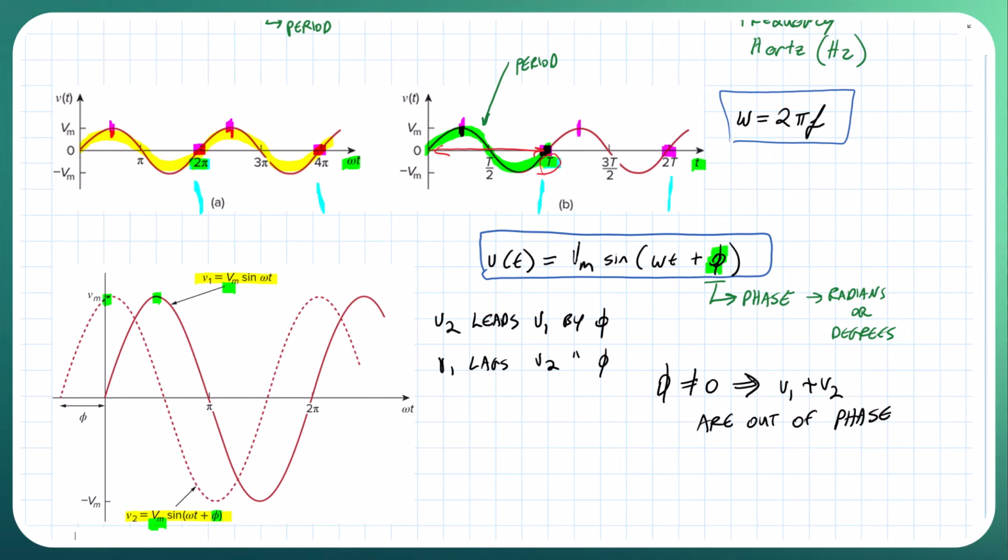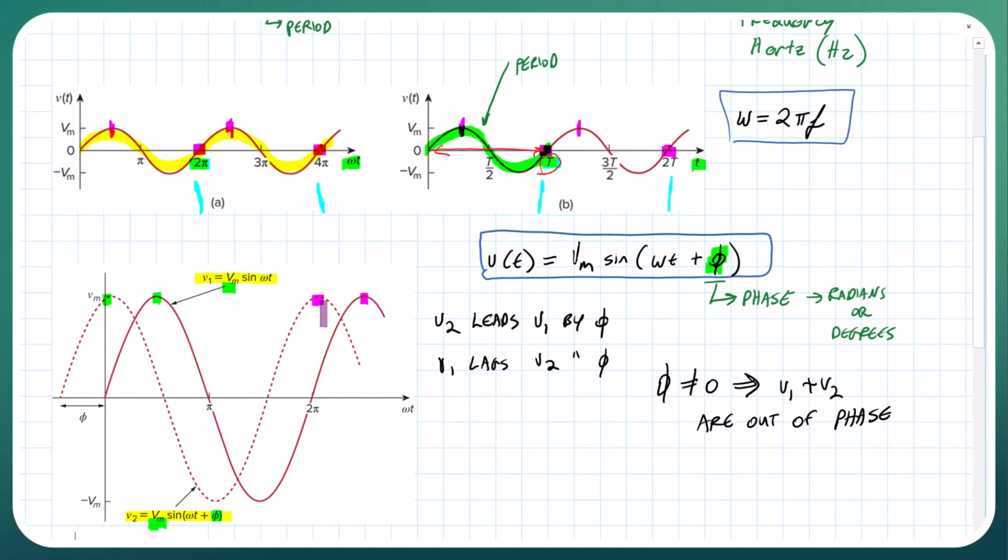If phi equals 0, then they are in phase, and that means the peaks are going to reach the maximum at the same time. So they'll overlap. Their amplitude doesn't necessarily need to be the same. The Vm doesn't necessarily need to be the same. So you can have two signals of different amplitudes and still be in phase, as long as phi is equal to 0. They'll reach their maximum and minimum at the same time.